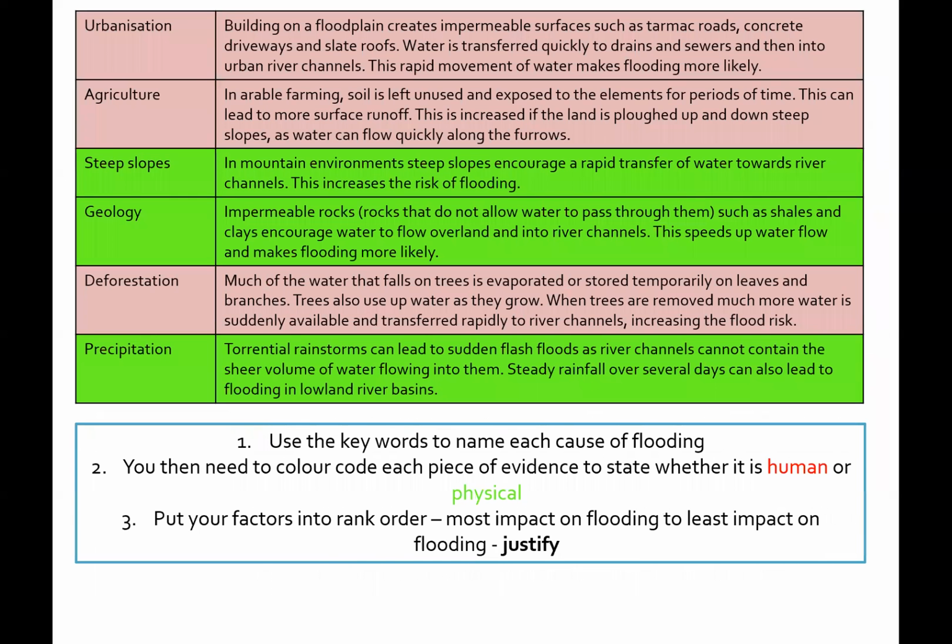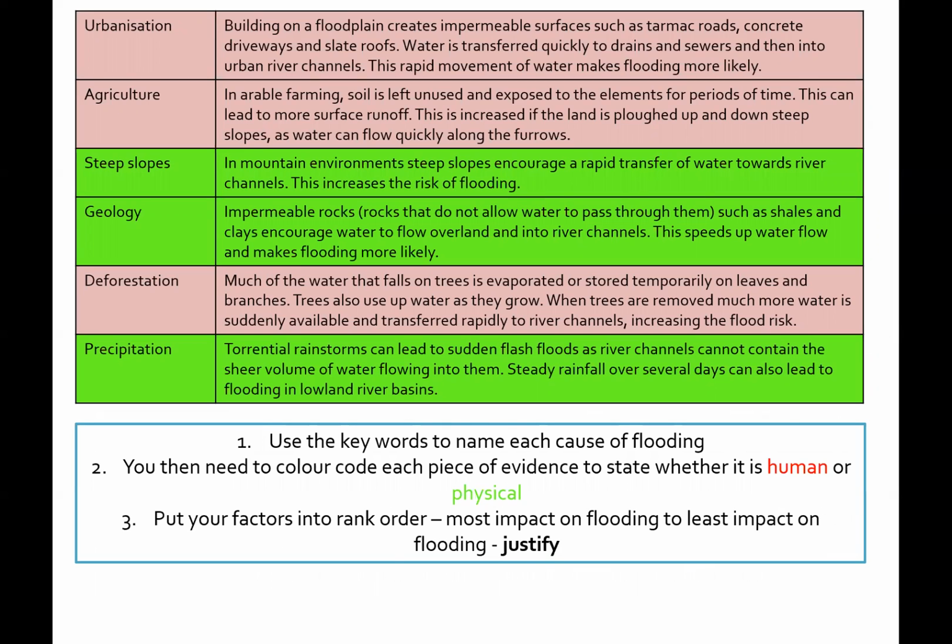So that first one, urbanisation, is a human cause. Second one is agriculture. So farming is a human cause because although it's natural, it's soil, it's plants, humans actually change it. It's humans that plant the crops. It's humans that clear the trees. It's humans that plough the soil and affect the movement of water.